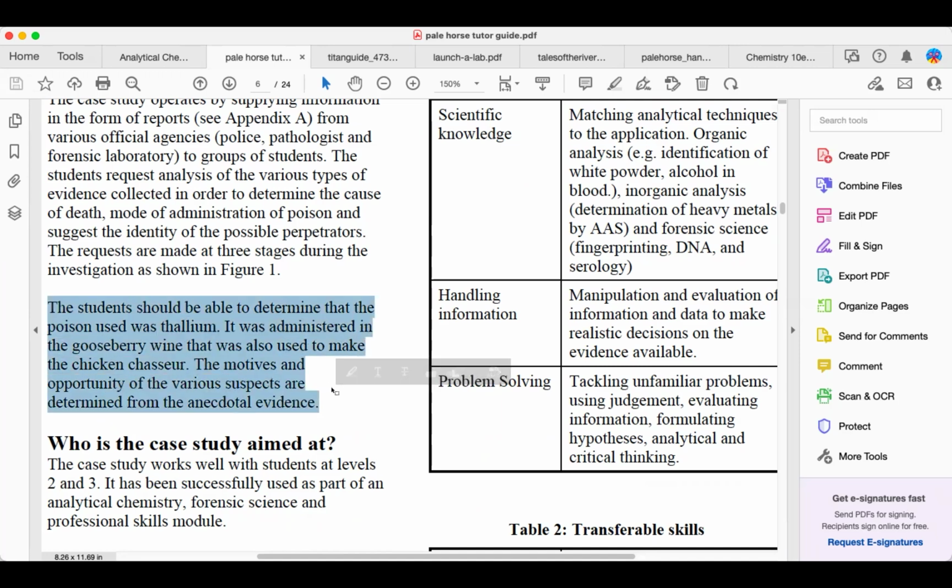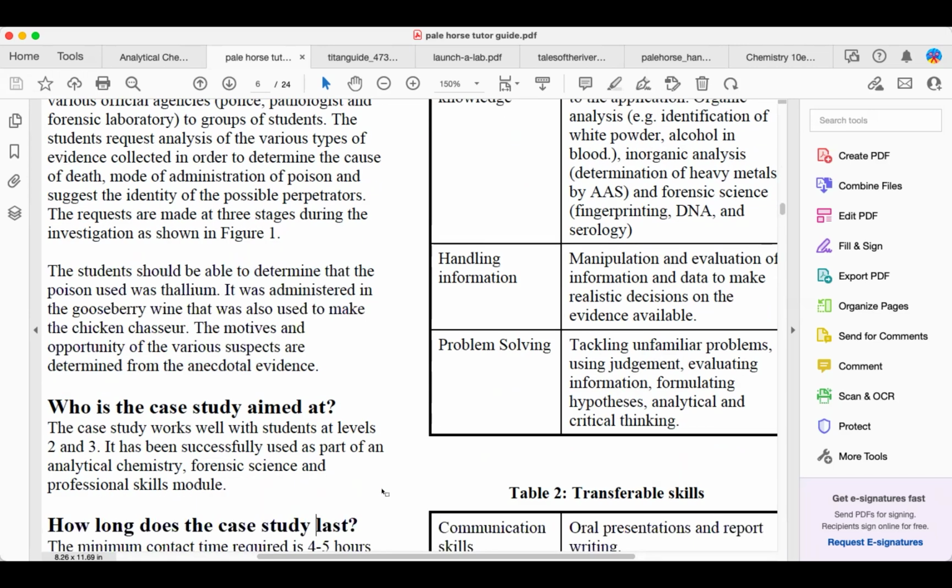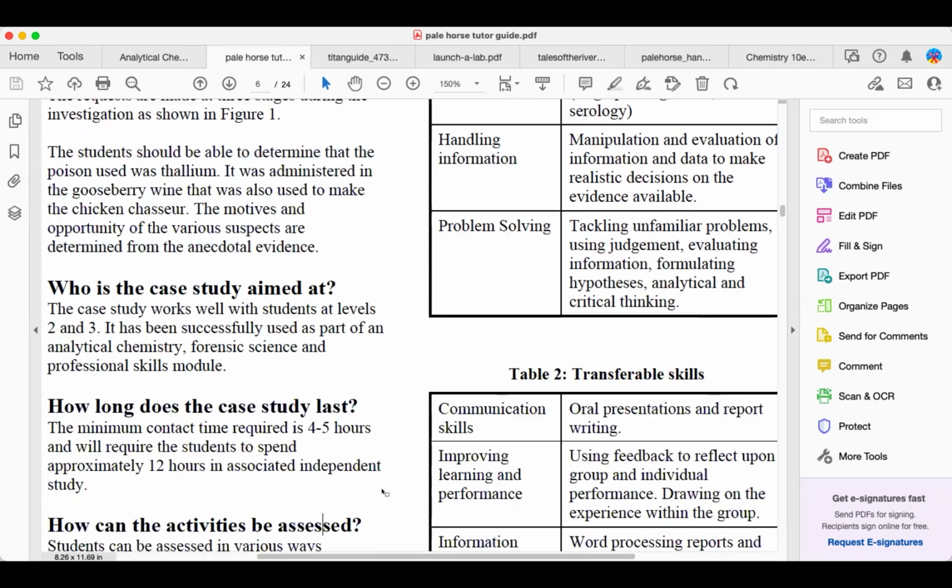It was administered in a goose wine that was also used to make a chicken. What is this? I don't know. The motive and opportunity of the various suspects are determined from anecdotal evidence. So for the case study, this is about the level. This is what the conclusion should be. But as I mentioned, that is not my concern. My concern is the process of you getting to the final conclusion.